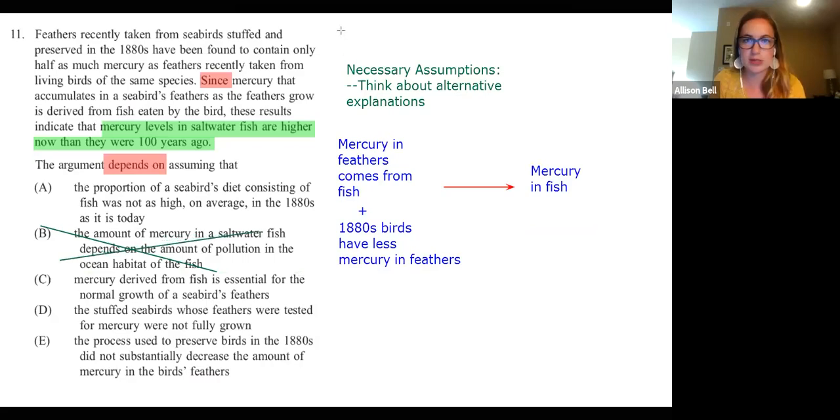And I'm going to point you to an answer that I think is about an alternative explanation. And that's one that a lot of folks chose, which is answer choice A. The proportion of a seabird's diet consisting of fish was not as high on average in the 1880s as it is today. So seabirds ate less fish relative to today's birds and more other stuff. If a seabird is eating less fish, what would you expect in terms of the mercury in their feathers?